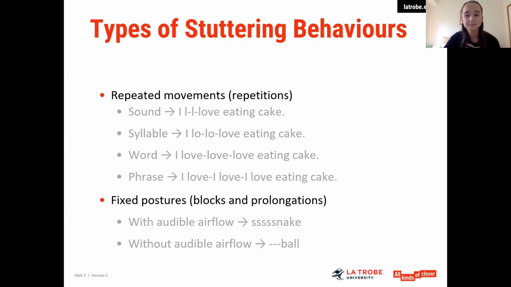Fixed postures without audible airflow, also known as blocks, may appear as the person is struggling to get a word out, often presenting at the beginning of a word. A fixed posture without audible airflow may sound like this. Ball. So as you can see, there was a pause before I said the word ball.